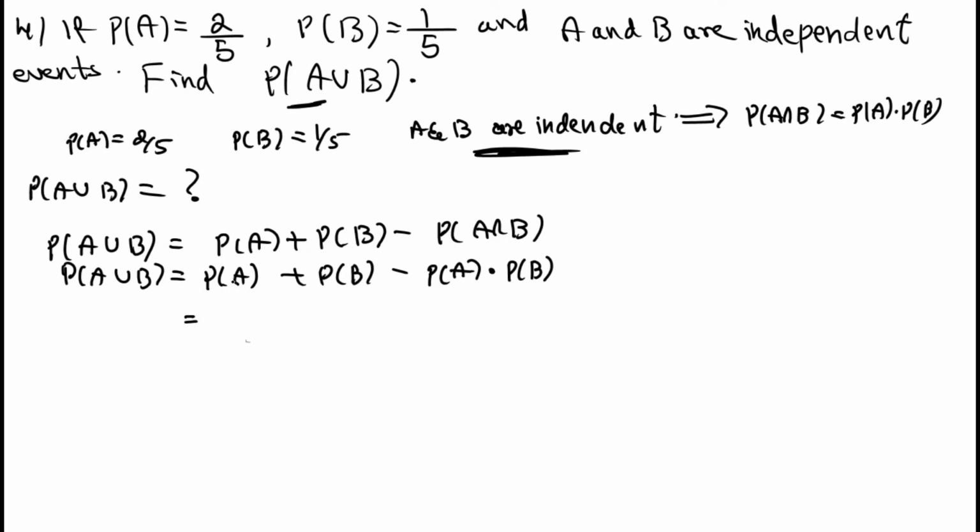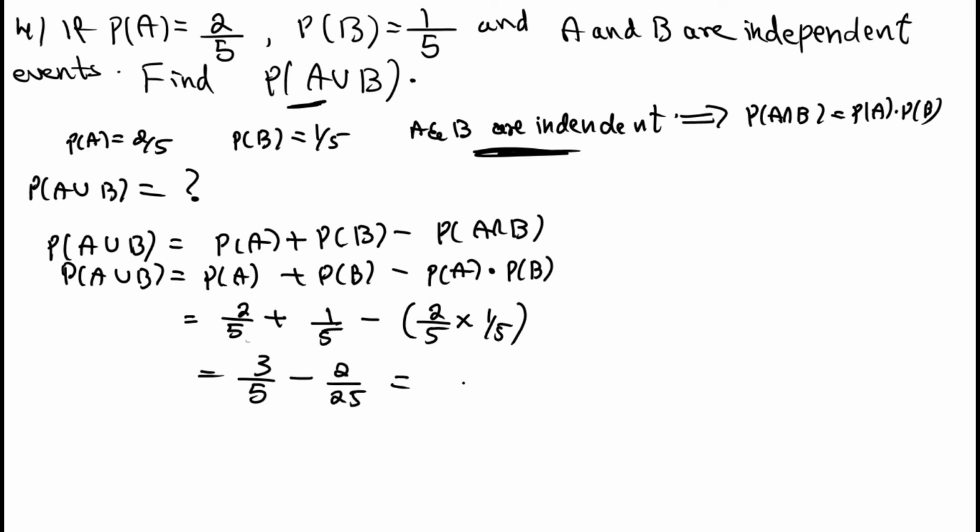Just substitute the values here. In the next step, probability of A is 2 by 5 plus probability of B is 1 by 5 minus probability of A into probability of B, 2 by 5 into 1 by 5. Now simplify. 2 plus 1, 3 by 5 minus 2 by 25. It's equal to 15 minus 2 by 25, which is equal to 13 divided by 25. Therefore your answer is 13 divided by 25.